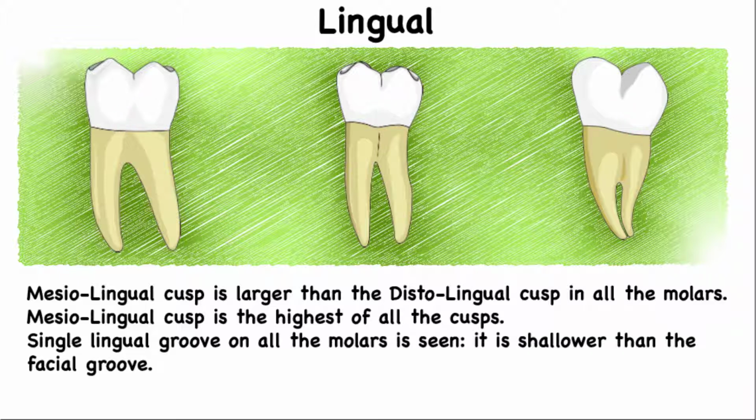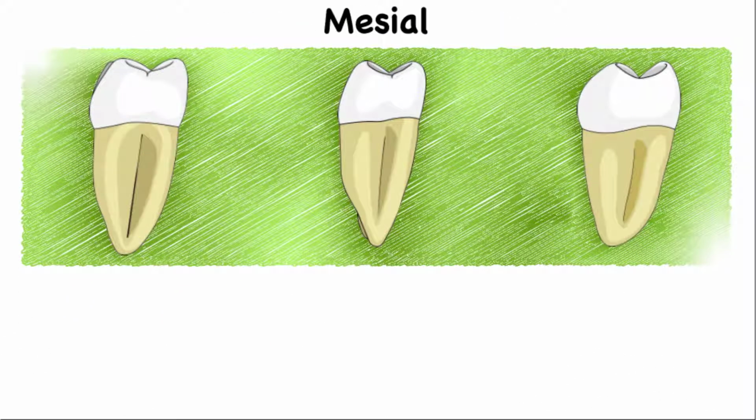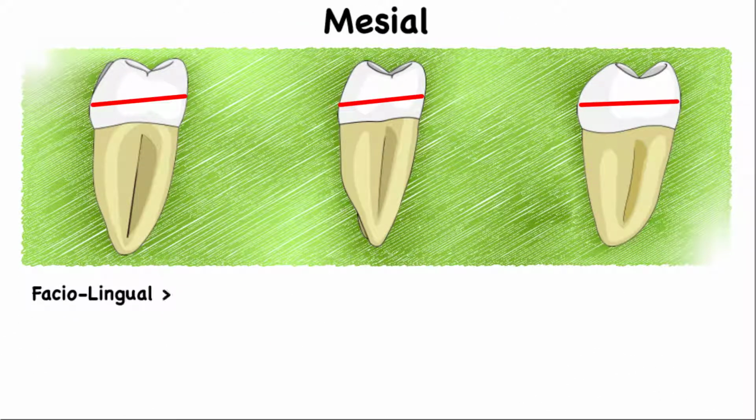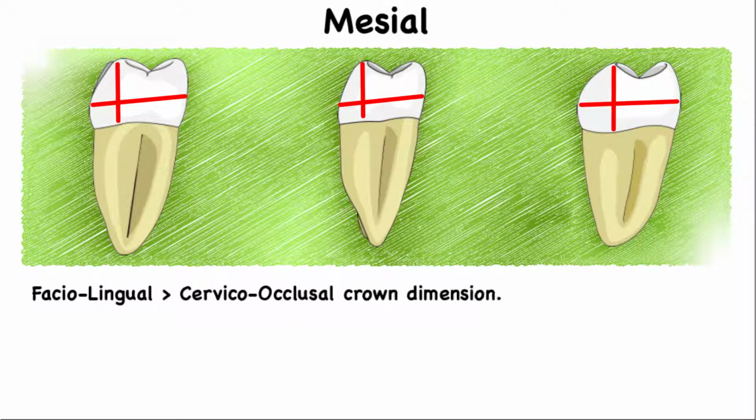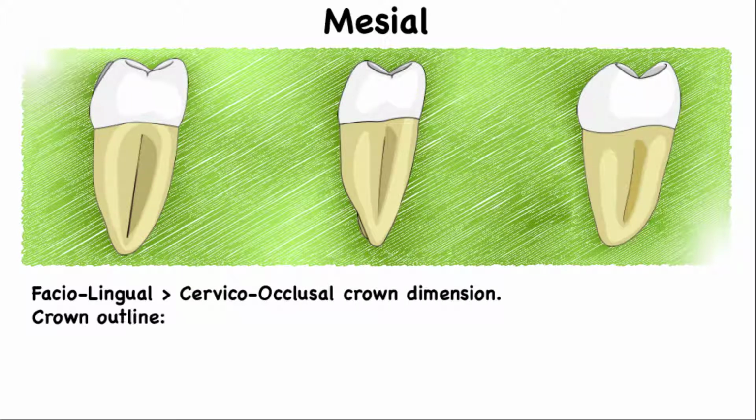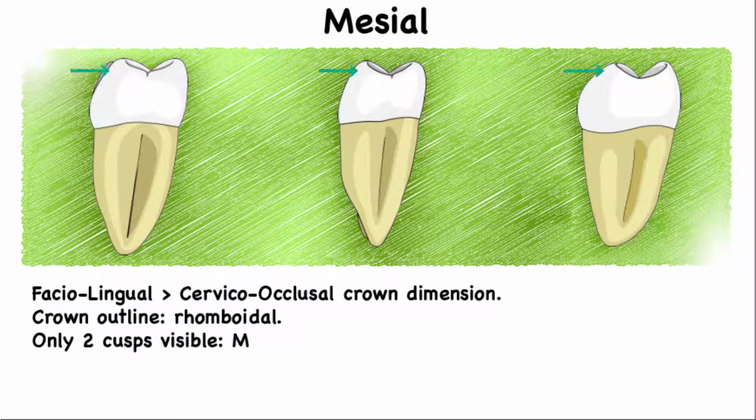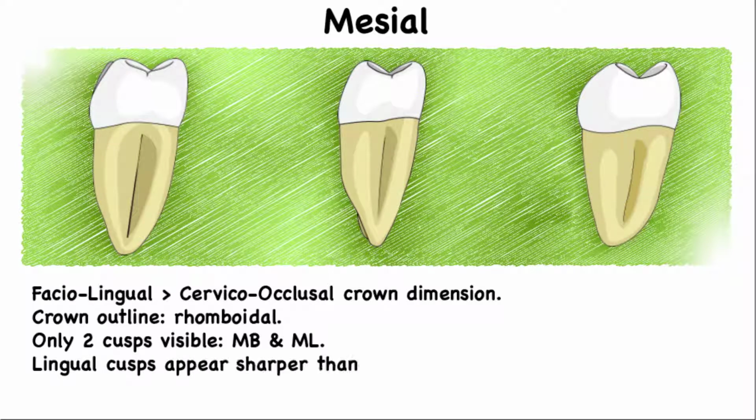Let's now go to the mesial aspect. Faciolingual crown dimension is greater than the cervico-occlusal crown dimension in all the molars. The crown outline can be described as rhomboidal. There are only two cusps visible, and they are mesiobuccal and mesiolingual, since these cusps are higher than the distal cusps. The lingual cusp appears sharper.